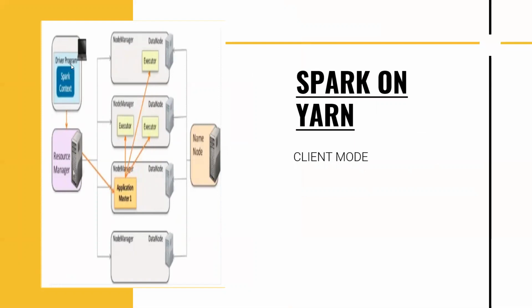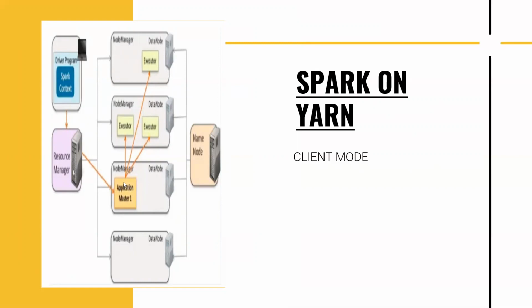Let me begin once again. We are launching our driver program on the client machine. The client machine is creating a Spark context. Spark context is the entry point to the resource manager. In order to run the application, the resource manager launches the application master, which is a per-application process, on any of the node managers.